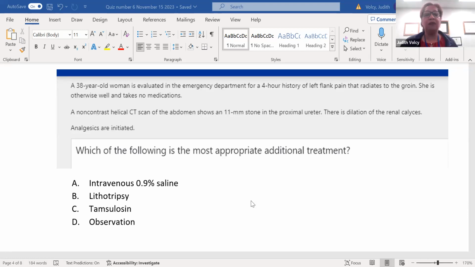Exactly. And so when you have something in the kidney, a stone that's more than 10 millimeters, you have to call urology to take it out. So this answer will be B, to get urology to take it out by lithotripsy.